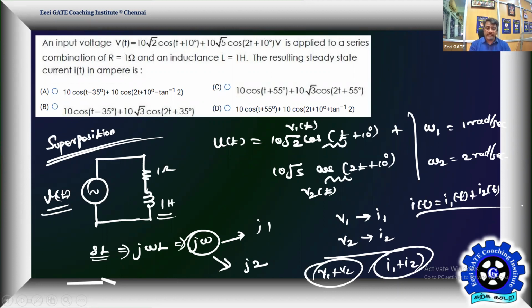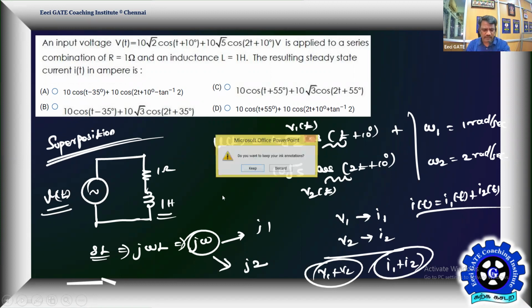And he is saying the resultant steady state current. The moment you excite a system using a sinusoidal source, by default we are looking for the sinusoidal steady state response only. We'll see what the sinusoidal steady state response is first, and then we'll go for the resultant.